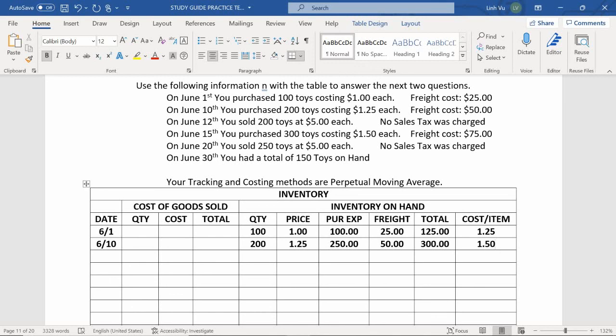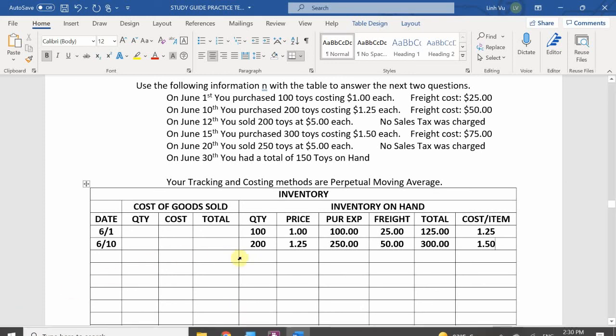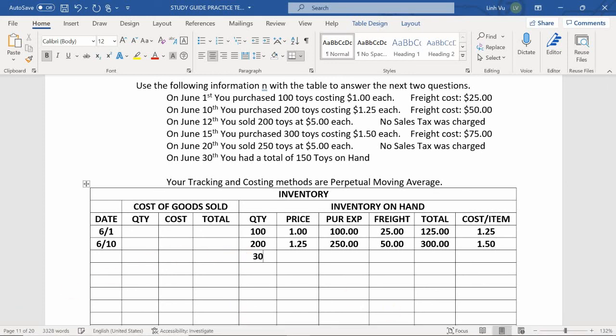Now in this case, we are using moving average. What do I have to do here that's different? To totalize the 300. So it's 425 divided by 300. So it's 1.416666. Good.